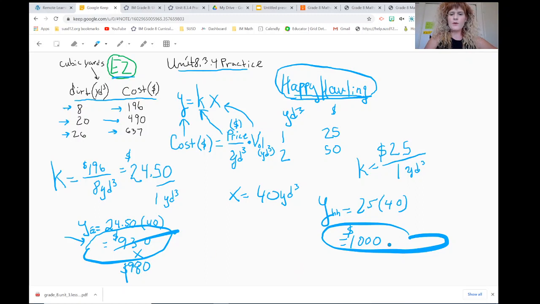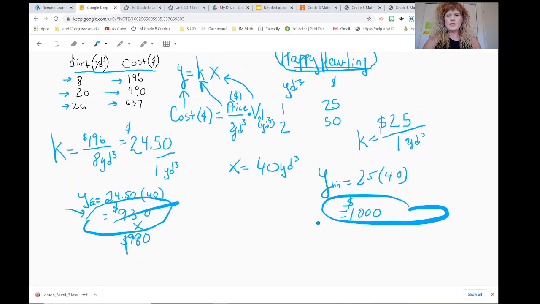Now, anyway, the contractor only has $1,000. She can afford either company, but which company should she use? Easy Hauling for $980 or Happy Hauling for $1,000? Here's what I would do if I were her. I would choose Easy Hauling, but I would give the driver a $20 tip before he starts the work. That way, I think he'll give great service and be thankful for the tip. That's what I would do.